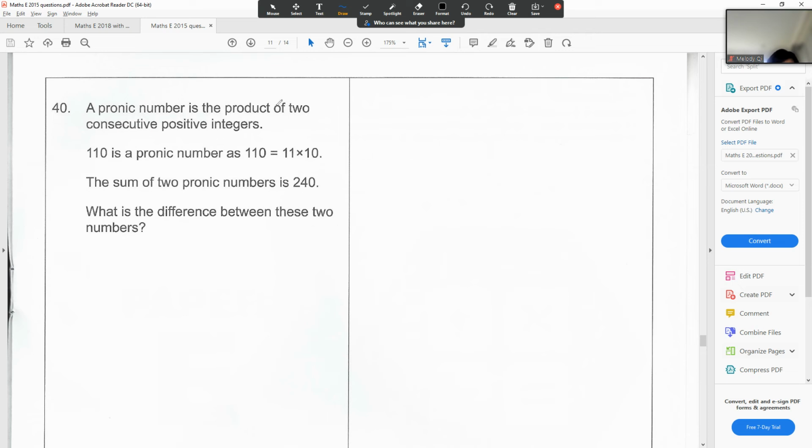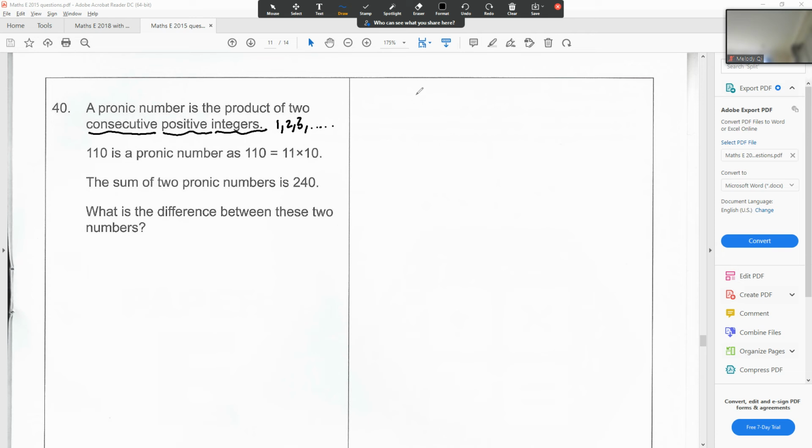A pronic number is the product of two consecutive positive integers. What's an integer? An integer is like 1, 2, 3, etc. Those are all positive integers, right? A pronic number is the product of two consecutive. Now, what does the word consecutive mean? One after the other. 1, 2, 3, 4, 5, 6, 7, 8, 11, 12, 13, 99, 100, 101. Those are all consecutive. So a pronic number is the product of two consecutive positive integers. Okay?